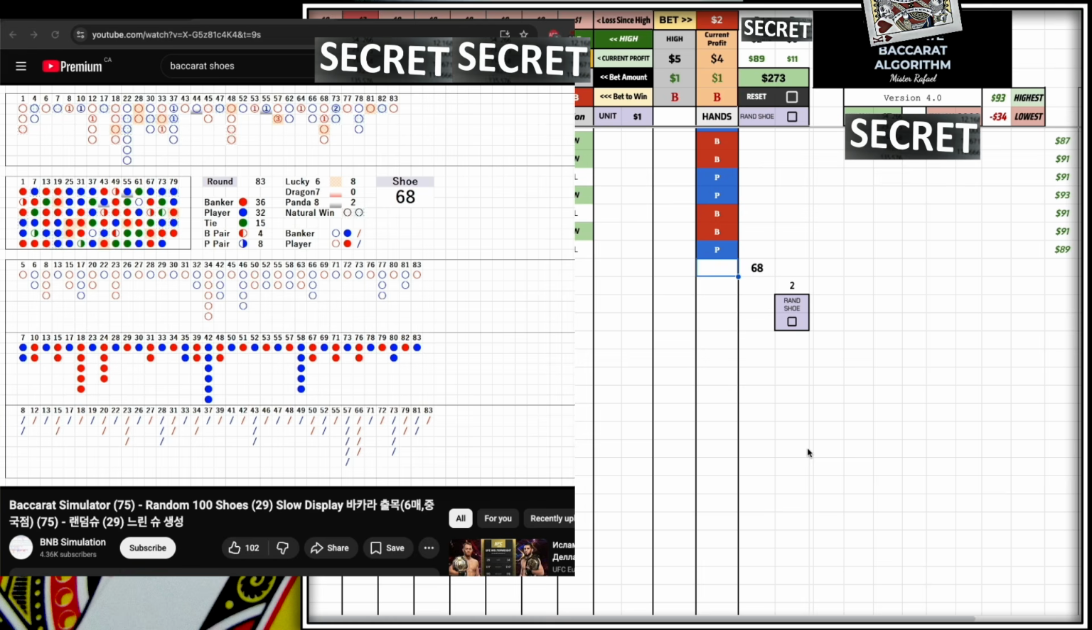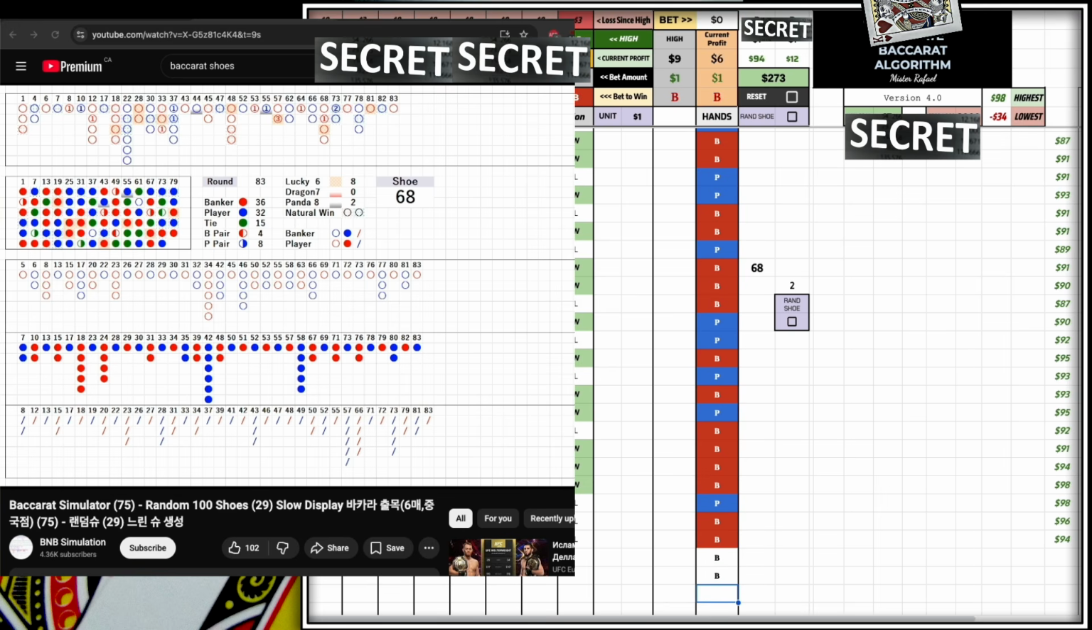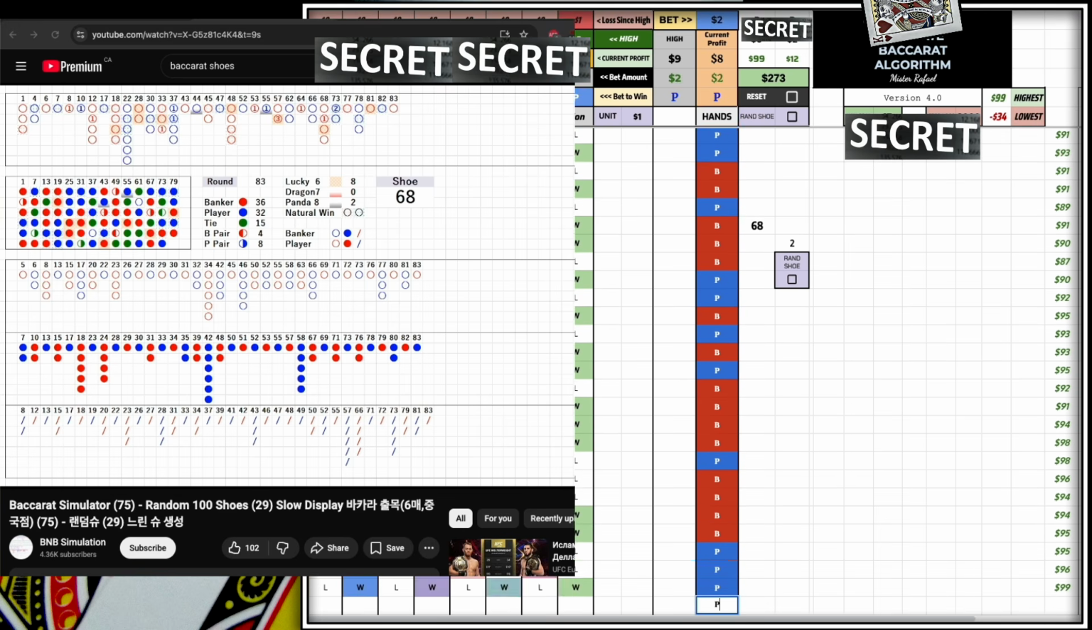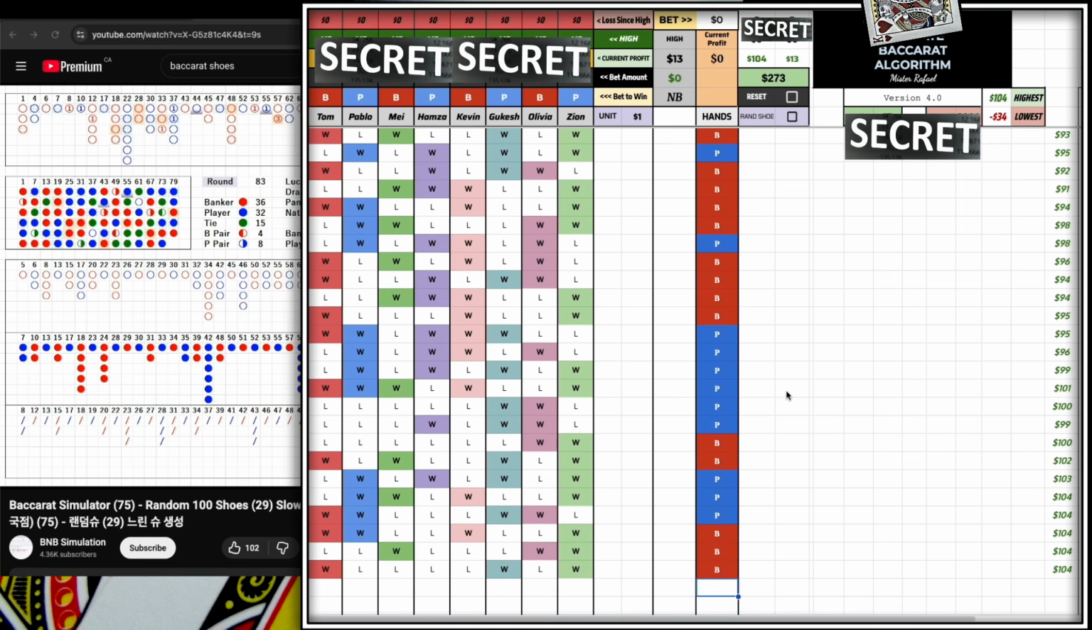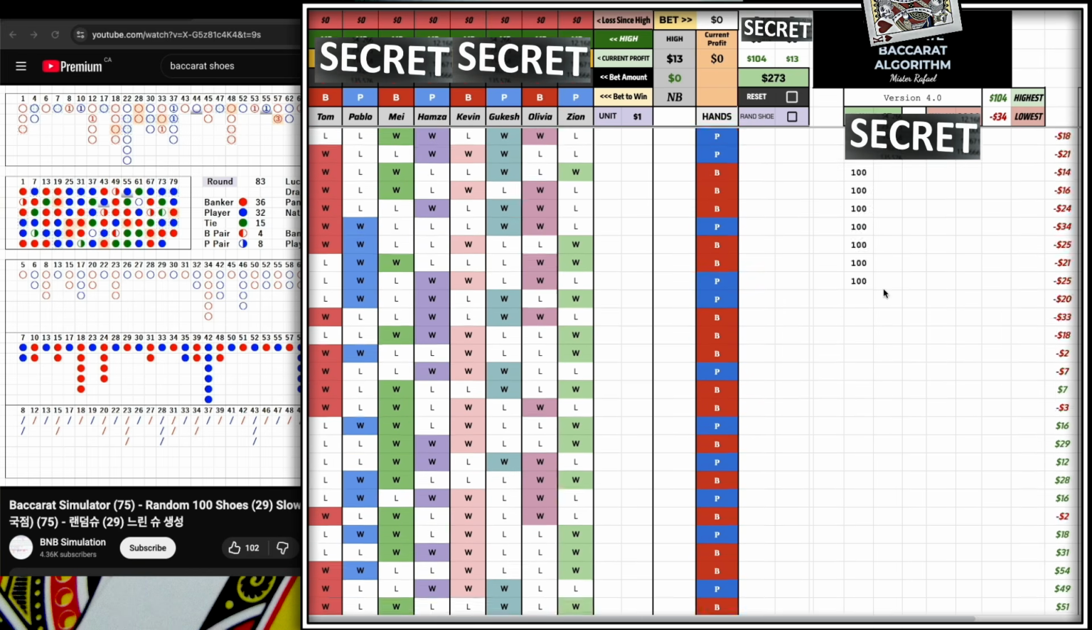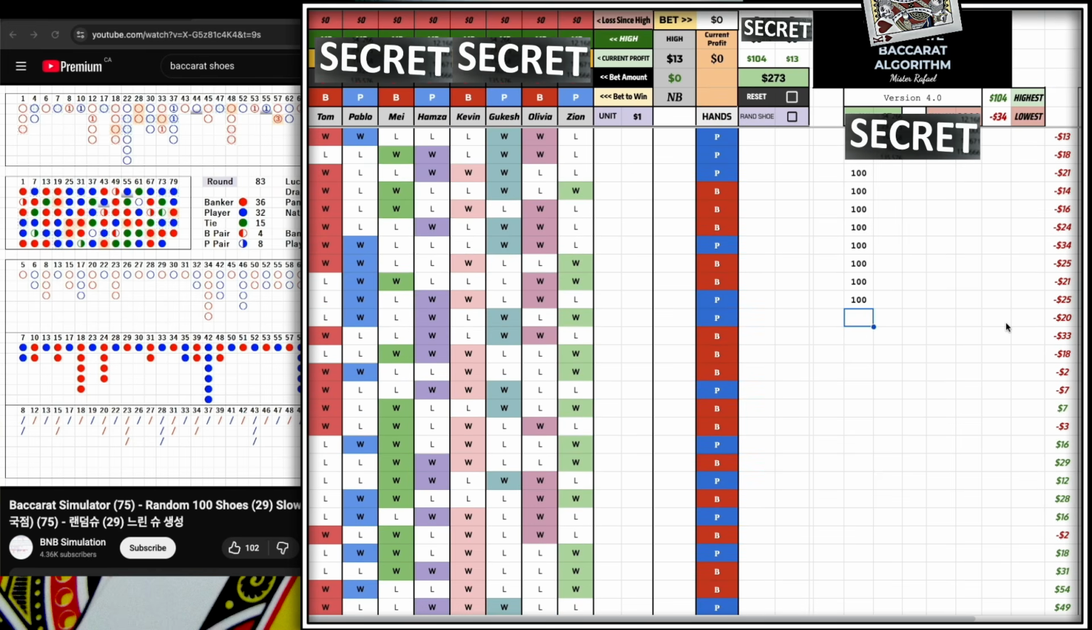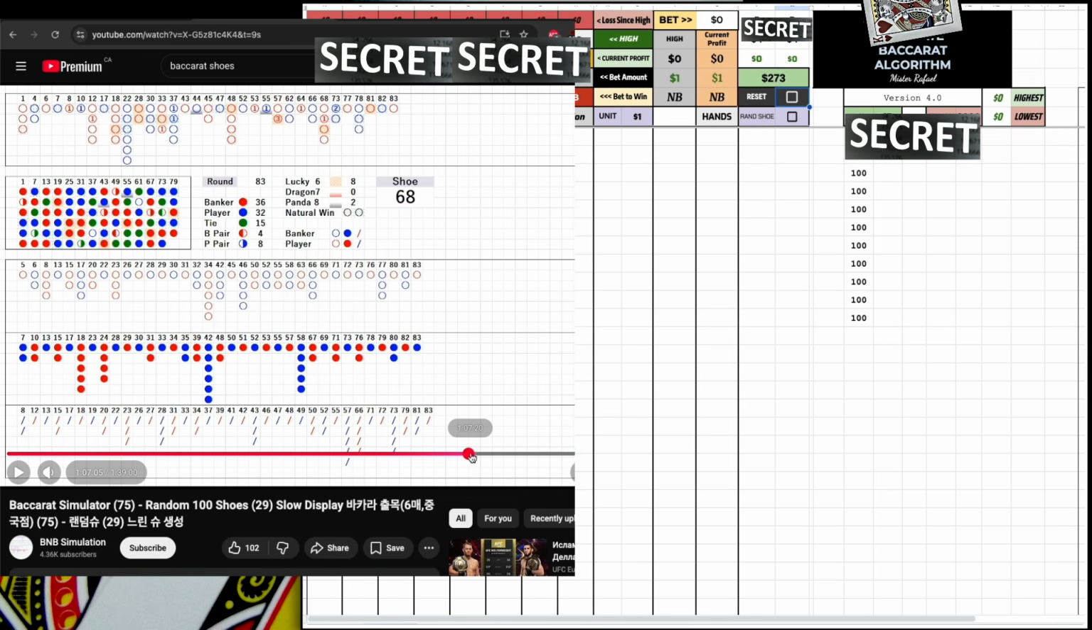Here we go, shoe 68. Oh, I noticed we hit the win goal. Very nice. So that was right over here, 101. Okay, biggest drawdown only minus $34. Fantastic. Let's add another $100 to the bank. Okay, let's go. Shoe 69.